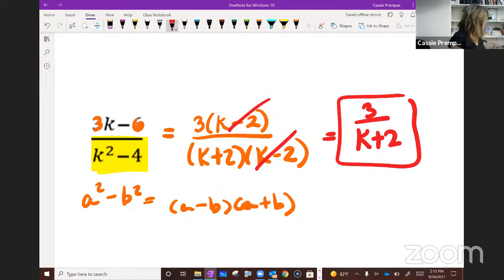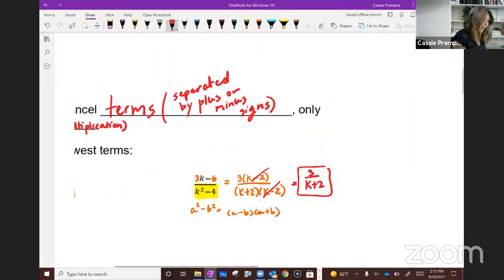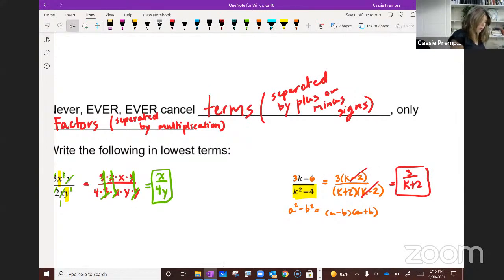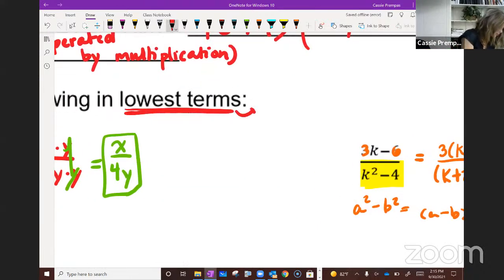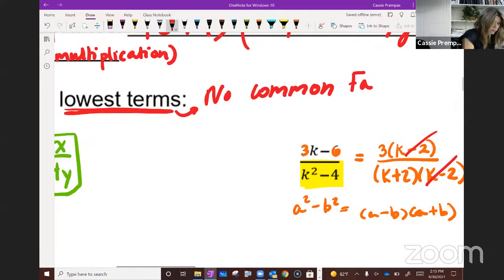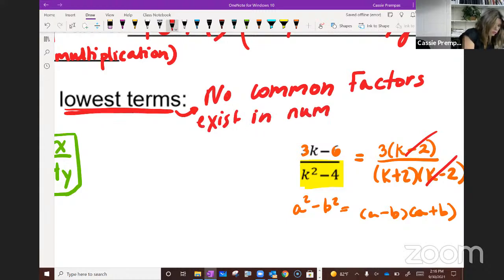So after we've done 2 examples, let's go ahead and define. How do we know that something is in lowest terms? A fraction is in lowest terms when there's no common factors left in the numerator and denominator. So lowest terms means no common factors exist in the numerator and denominator.